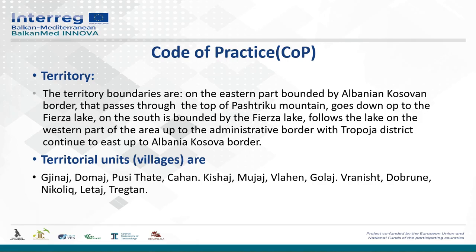Another important chapter of the Code of Practice is territory. In, let's say, half a page, one or two paragraphs, we describe which is the territory, which are the limits of the boundaries of the territory. So in this case, we have one side a mountain, then we have a lake, we have a border with another country, so it's easily defined. But we should also take care when we describe the territory to describe the territorial units, administrative units, carefully. So you have a list of villages that are part of this GI.